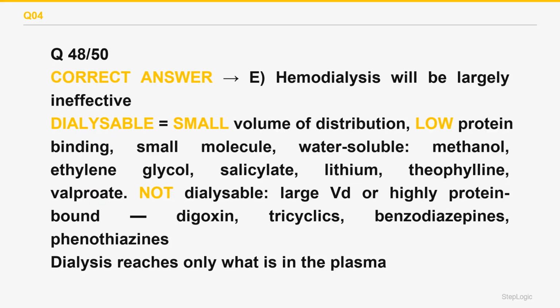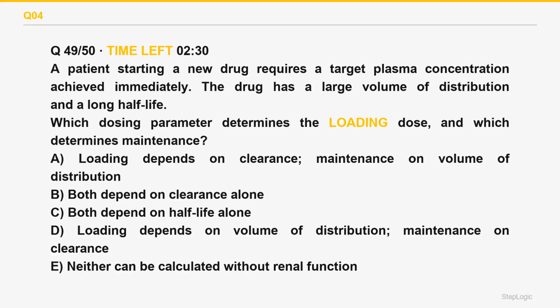The correct answer is E. The dialyzable list is worth committing because these questions ask it directly. Methanol, ethylene glycol, salicylate, lithium, theophylline, and valproate share small volumes of distribution and low protein binding. Digoxin and tricyclic antidepressants are the classic non-dialysable poisons, which is exactly why each has its own specific antidote, digoxin antibody and sodium bicarbonate respectively, rather than an extracorporeal solution. If you see a dialysis question in toxicology, check the volume of distribution and protein binding.